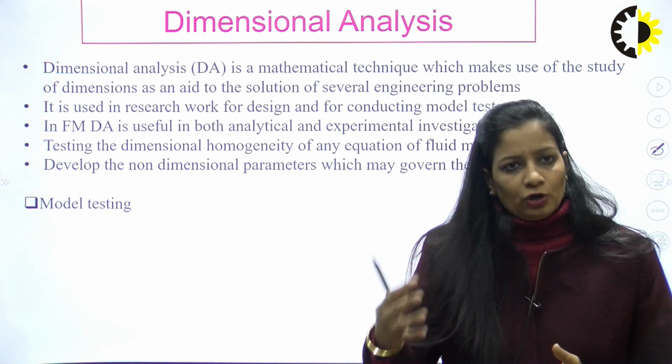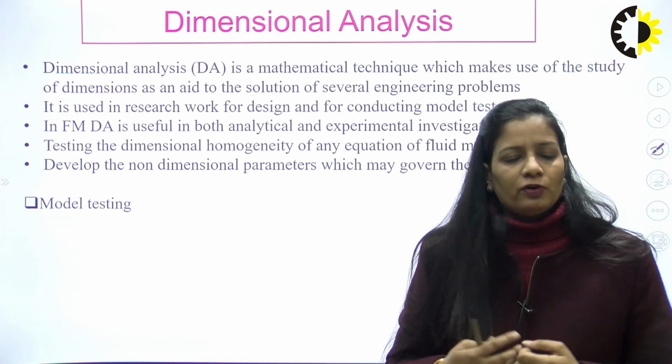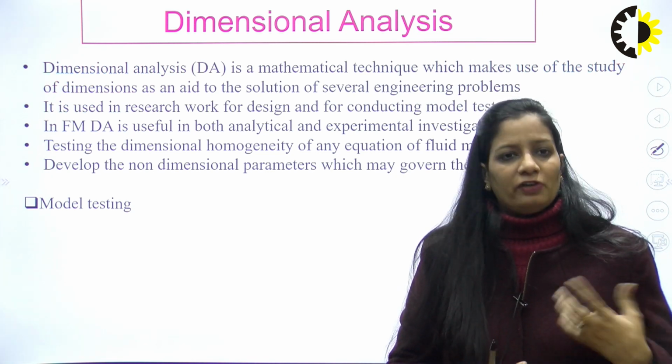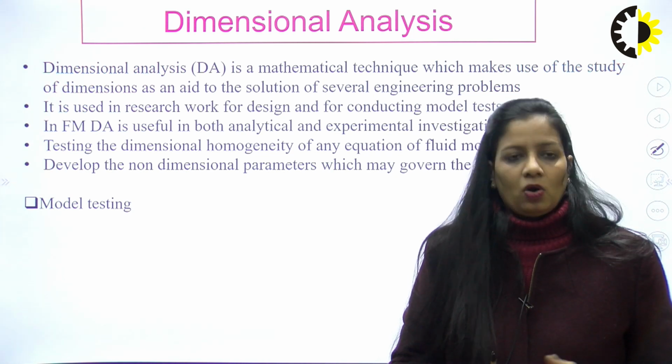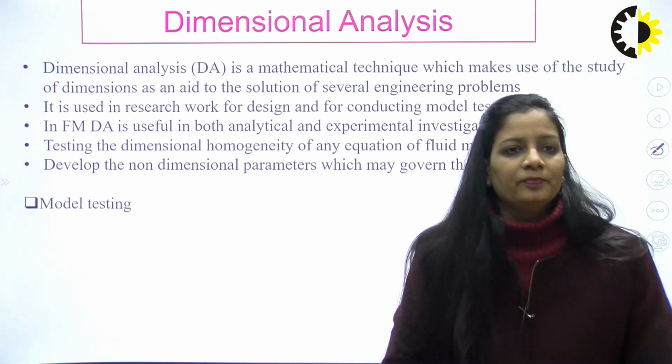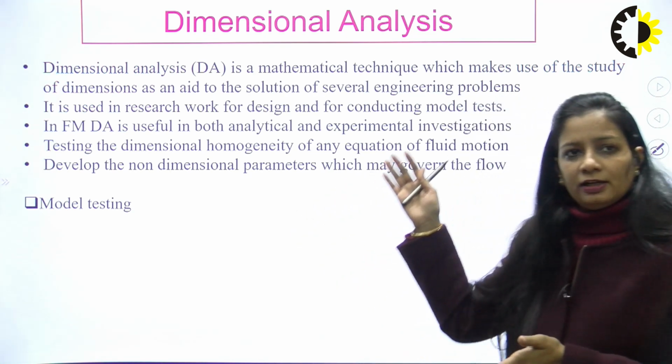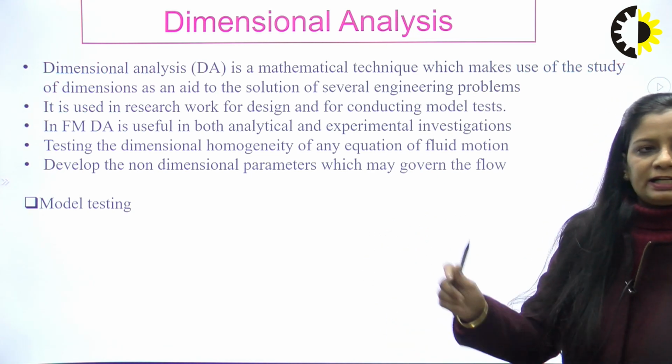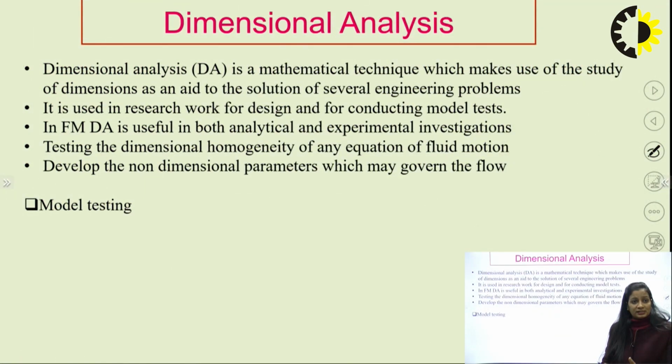If we want to get an equation for a particular phenomenon in which different kinds of variables are involved, either dependent or independent, how can we solve such engineering problems? This comes under dimensional analysis. It is used in research work, for design, or for conducting model tests. In fluid mechanics, dimensional analysis is useful in both analytical and experimental investigation, as written here. Then there is testing of dimensional homogeneity of any equation of fluid motion.